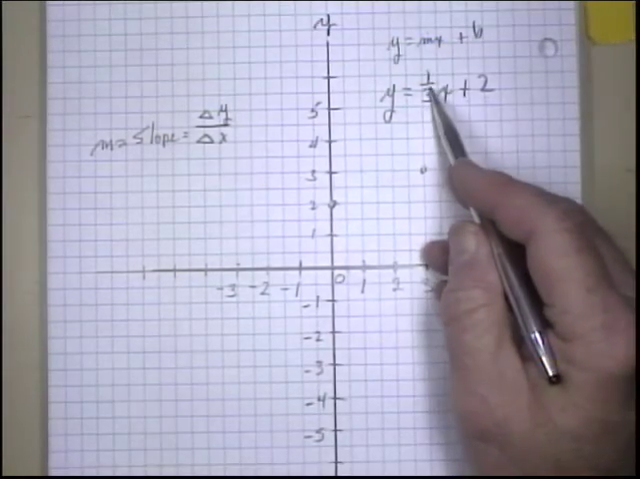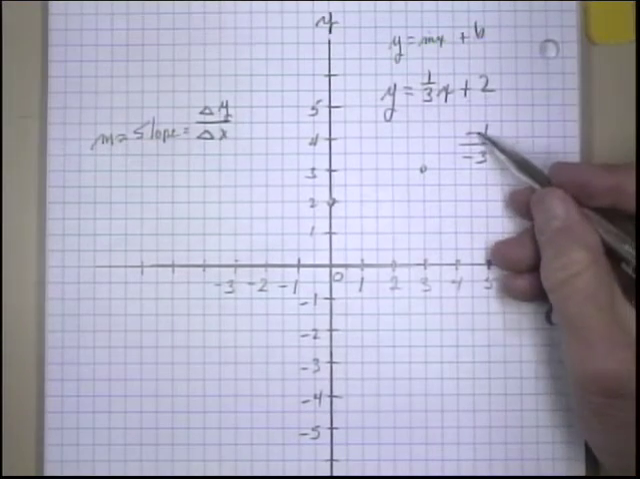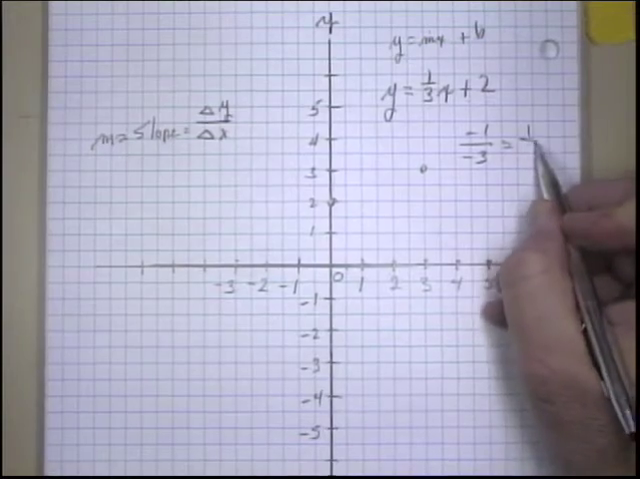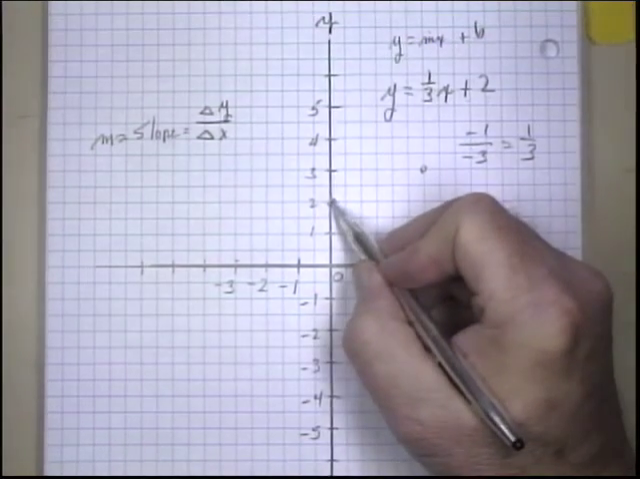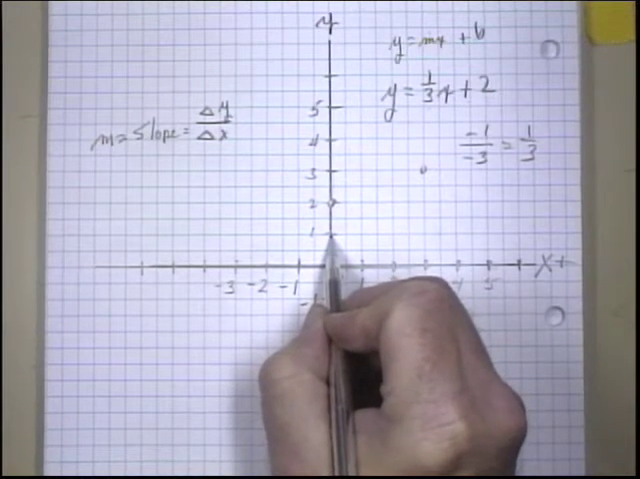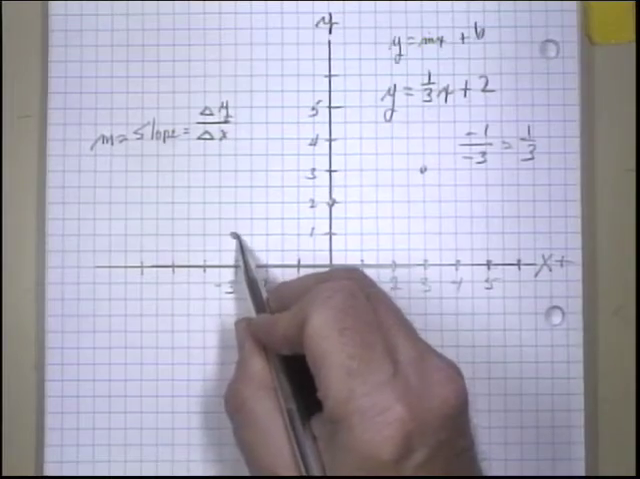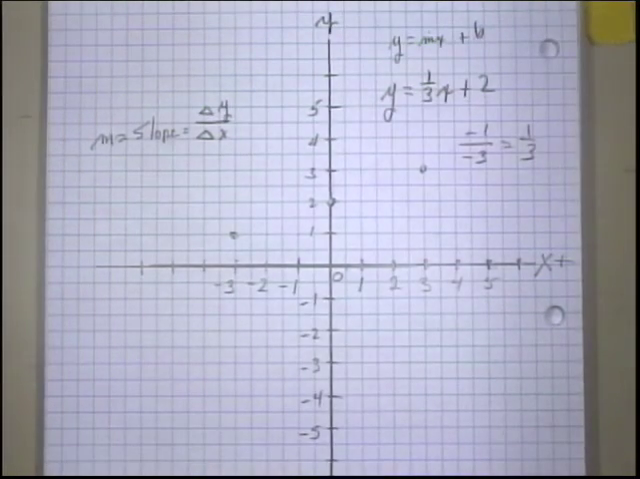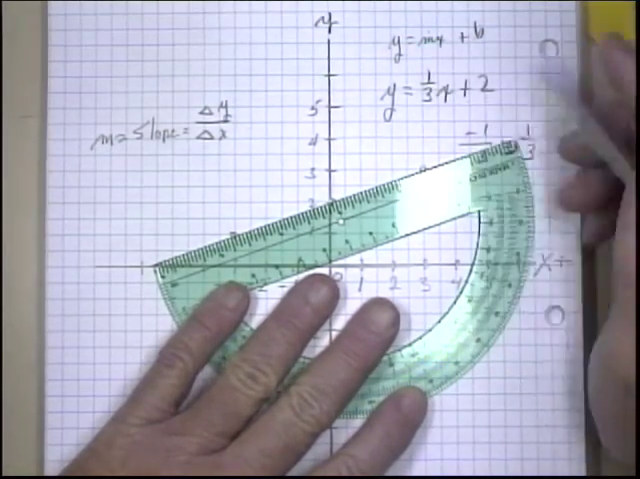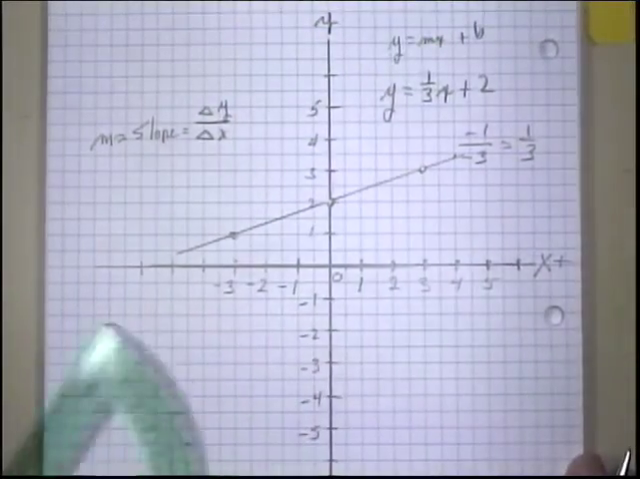We could go in a negative direction. We could go a -1 and a -3 because negative divided by a negative is a positive. So this is the same as 1/3. So if we went a -1, we'd go down 1 on the y, and a -3, we'd go over -3 on the x. Notice if I draw a line, it connects all 3 of these points.